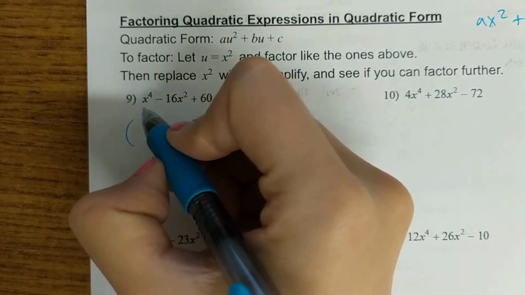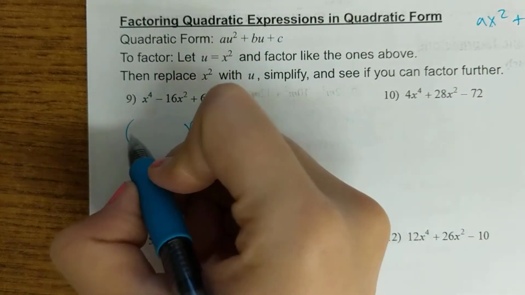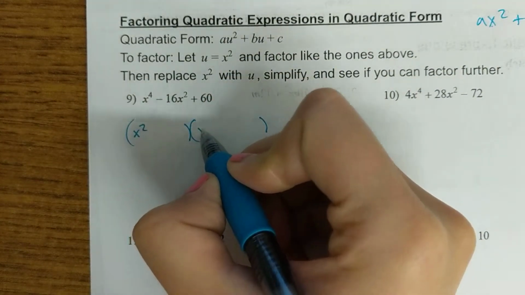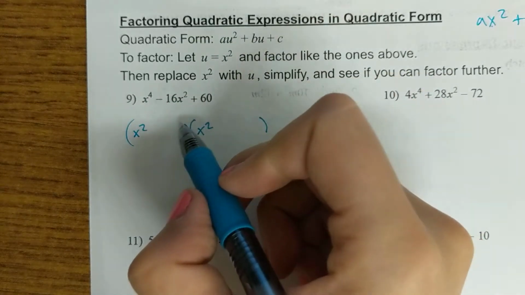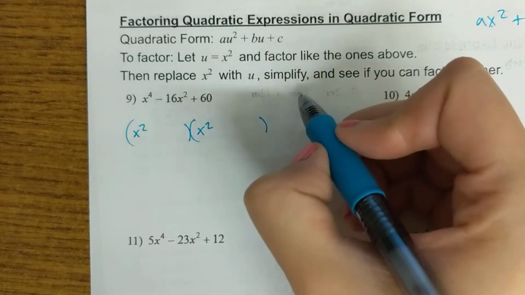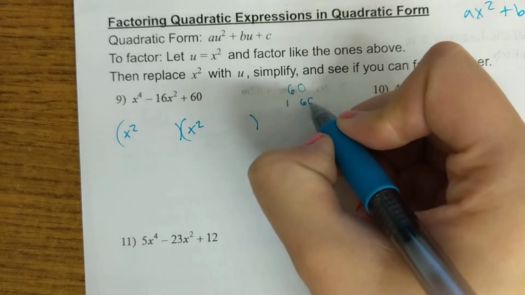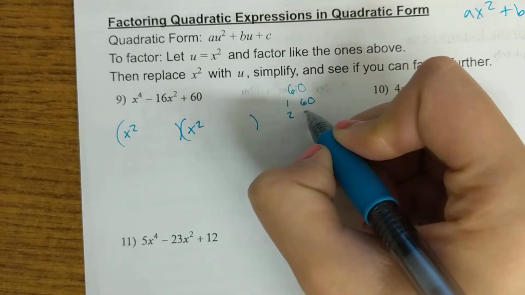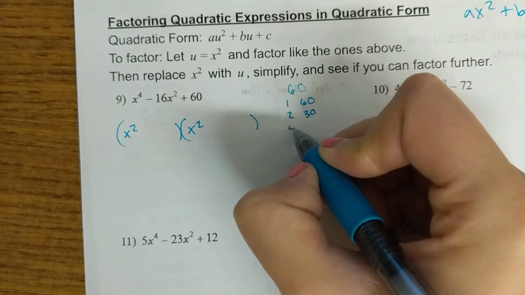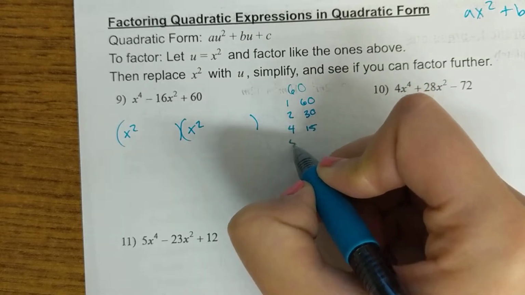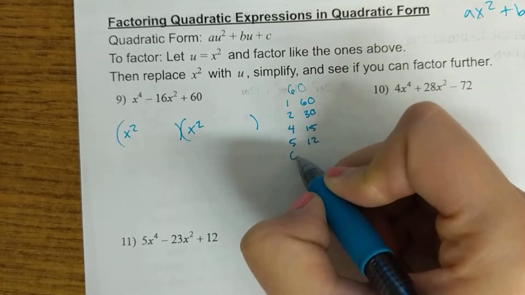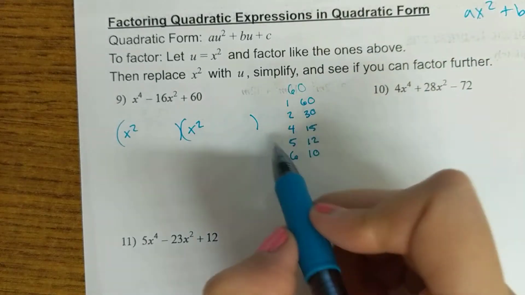We factor it in the exact same way, but instead of x and x, we do x squared and x squared. And then two numbers that multiply to give me 60 and add or subtract to give me 16. I think it's pretty obvious what we're looking at here. 6 and 10.